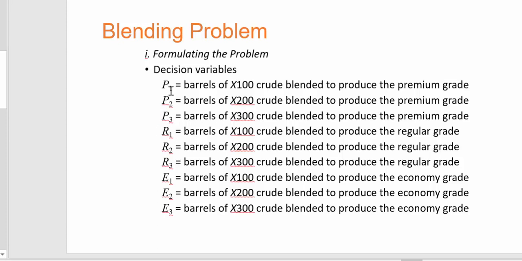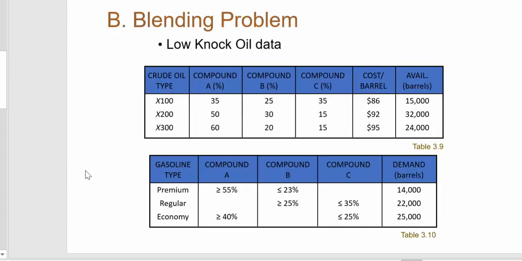So the 1 here would signify that it's X100. The 2 is signifying that it's coming from X200. The 3 signifying it's coming from X300. All right, so let's take a look and put together our constraints. Now, in terms of constraints, we're going to have to meet demand.